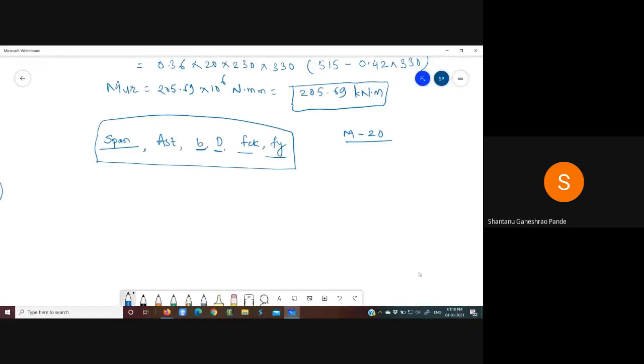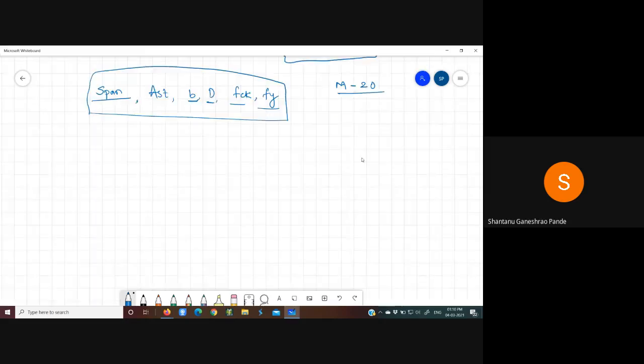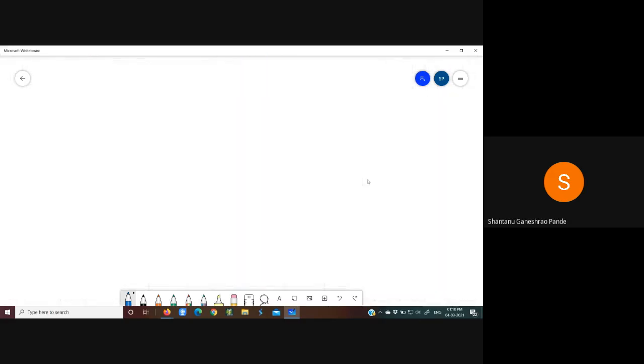A singly reinforced beam of grade M25 concrete is to be designed to resist an ultimate bending moment of 90 kilonewton meter. Design the section using 0.9% steel of grade Fe 500.